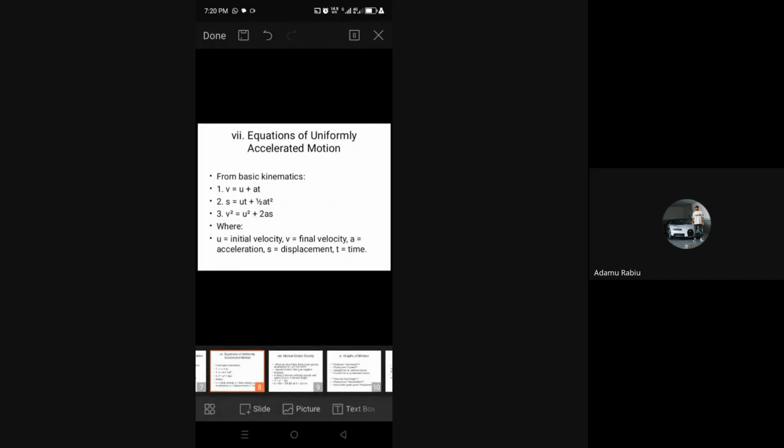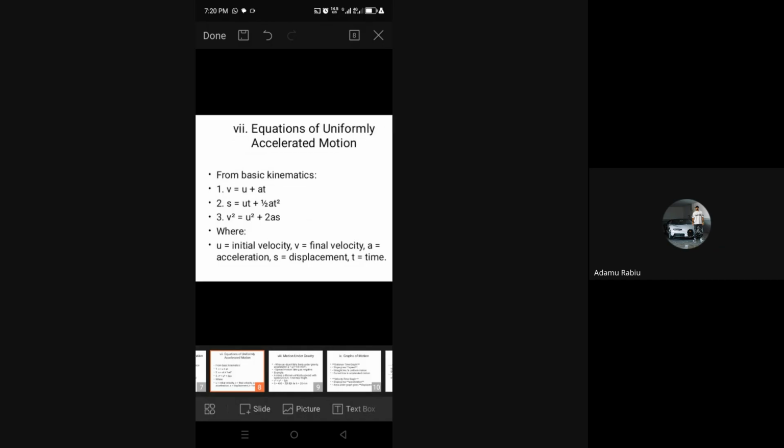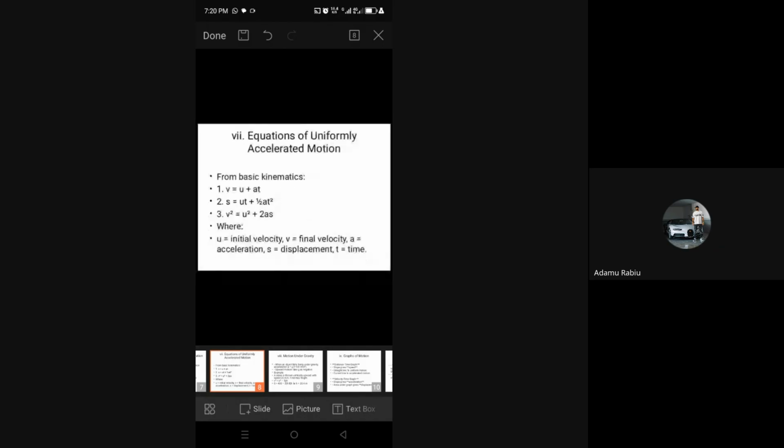You have equations of uniformly accelerated motion. Please write this down. I believe you have seen these equations before, so we are going to see how you employ them. As you're writing them down, I'll be explaining how you employ these equations. Please, you know the terms already. U is initial velocity, V is final velocity, A is acceleration, S is displacement or distance, as the case may be, or height.